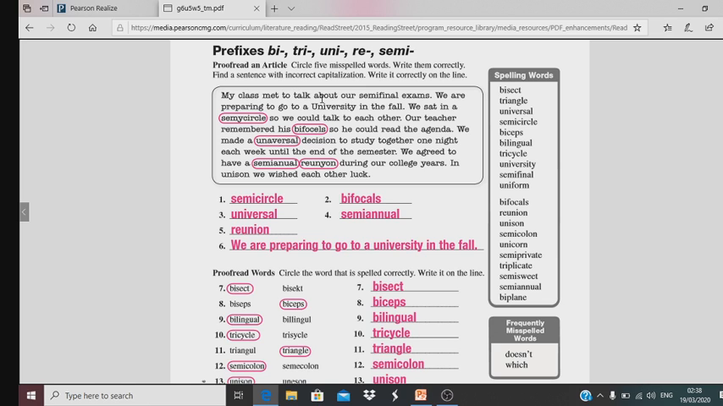My class met to talk about our semi-final exams. We are preparing to go to a university in the fall. So, did you figure out one of the mistakes? Yes, it will be in university. Why? This is one of the capitalization mistakes. Because here in university, the U is written in a capital letter.